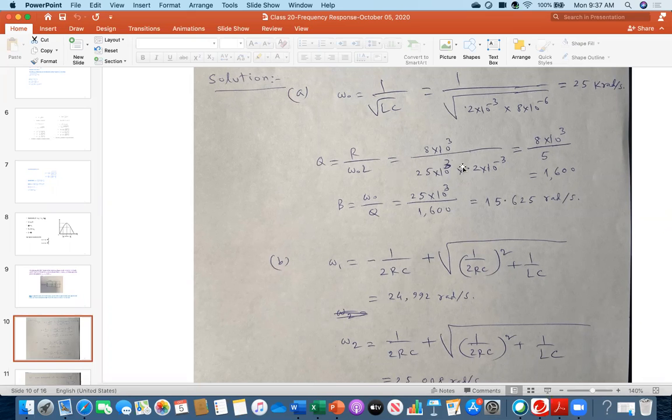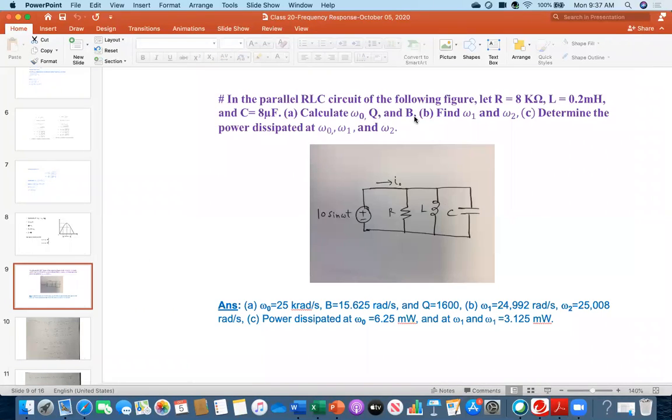6.2 millihenry. So I got like 1600. You see, quite high value of Q. So very high quality circuit. It has very, very high sharpness. Now, what is the bandwidth? B equals omega naught over Q. So therefore, I got omega naught, I got Q, so 15.625 radian per second. So then I am done with these first three questions.